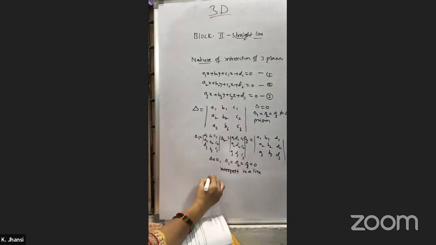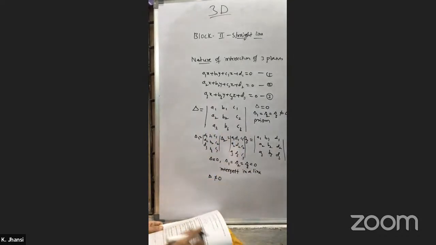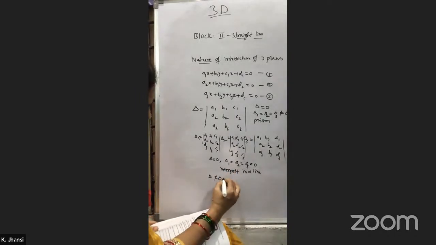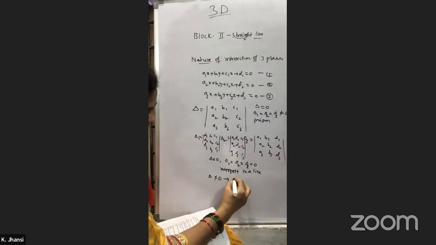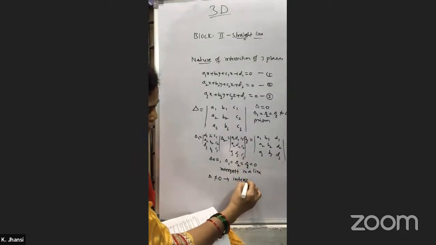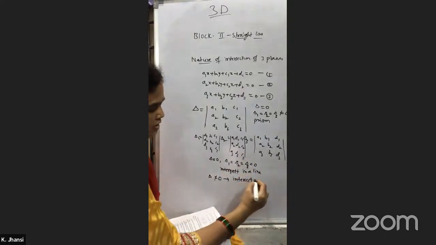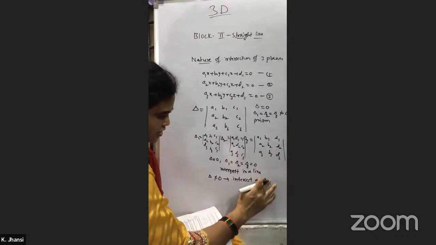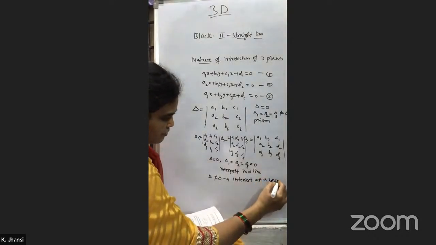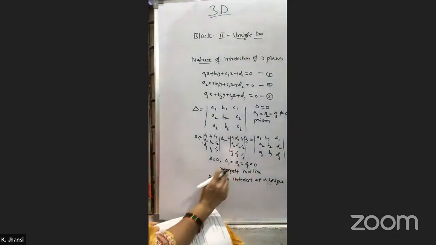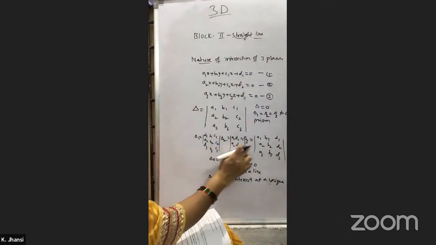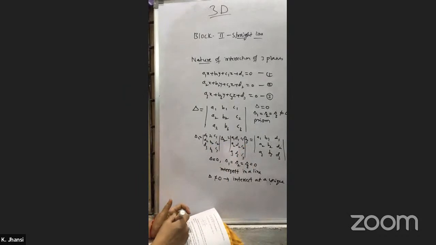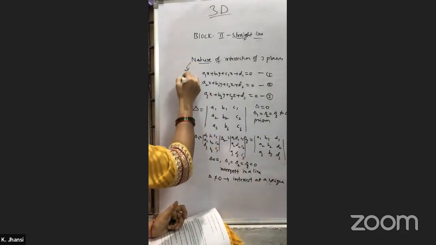And if in the starting itself you get delta not equal to 0, then the planes intersect at a unique point, at one point only. So when you get delta not equal to 0, there is no need of finding delta 1, delta 2 and delta 3. Okay. So this is one compulsory 5 marks question.